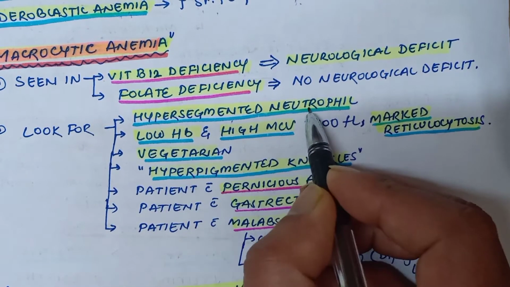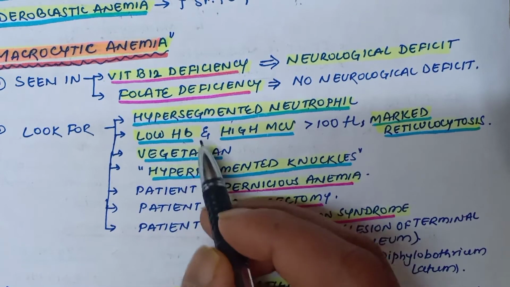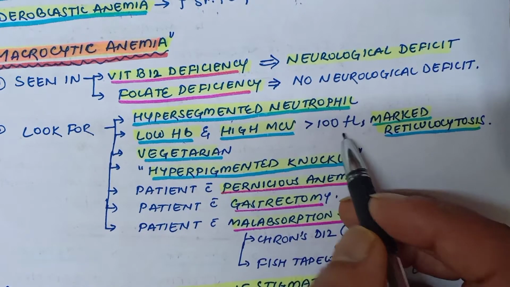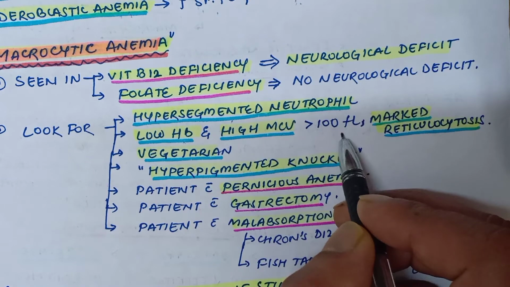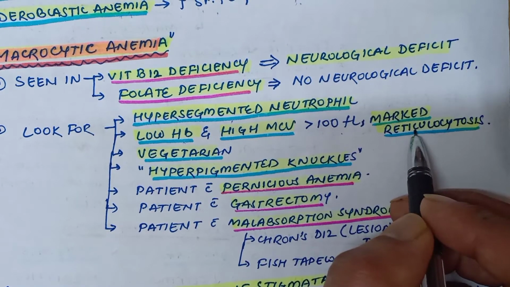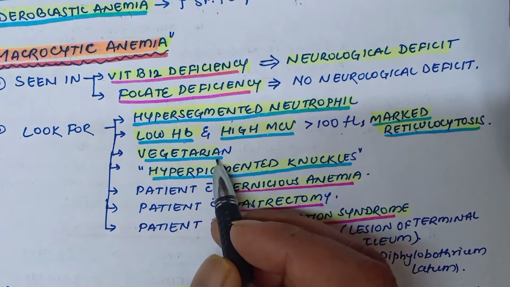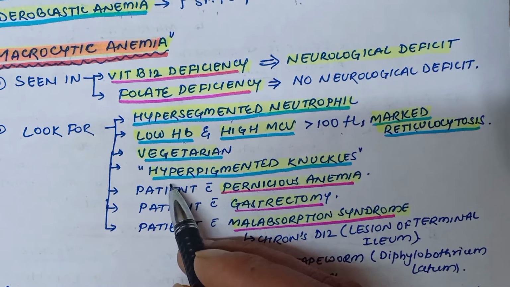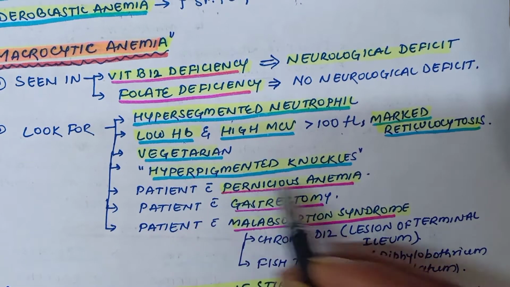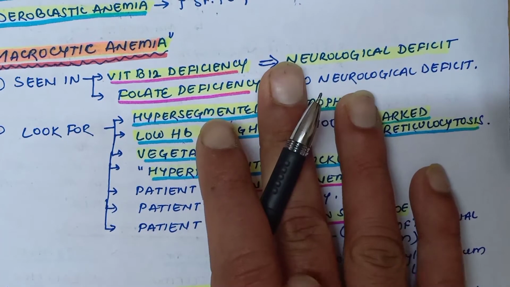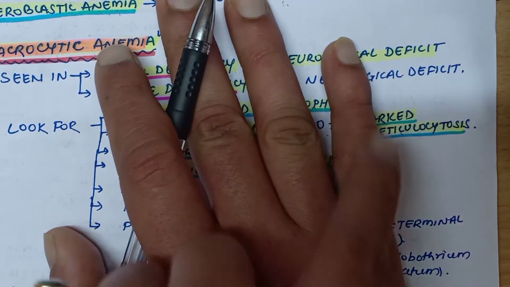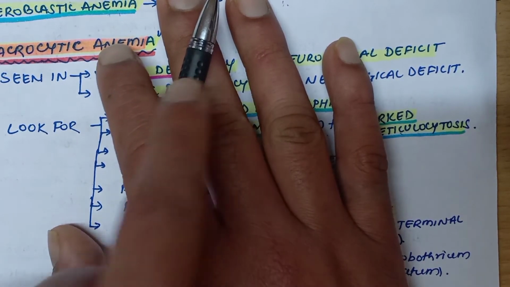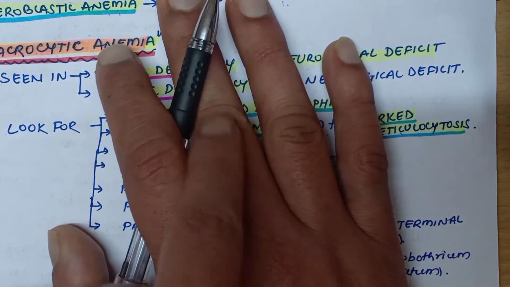Hypersegmented neutrophil, hemoglobin will be low with high mean cell volume of more than 100 femtoliter, and there will be marked reticulocytosis, most commonly seen in vegetarians. Another characteristic feature is hyperpigmented knuckles. So these knuckles will be hyperpigmented, so it will look blackish. These areas will look black, or it will be hyperpigmented.